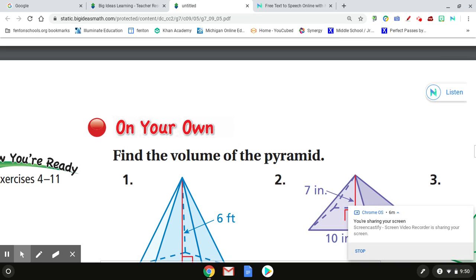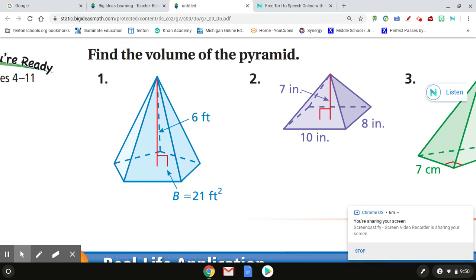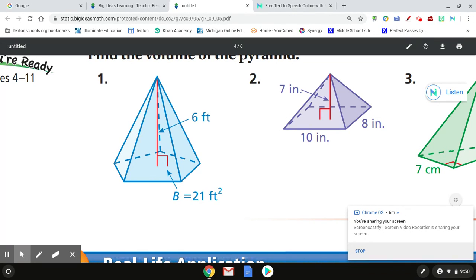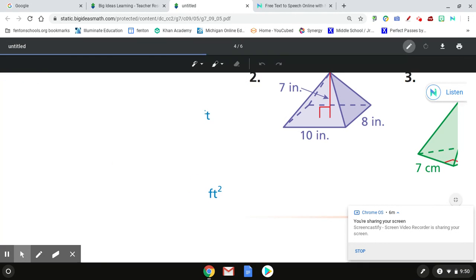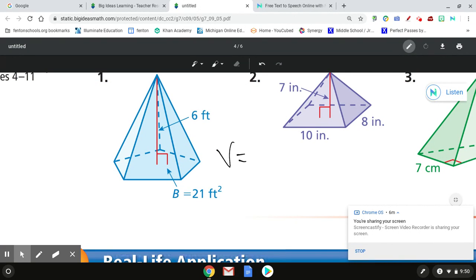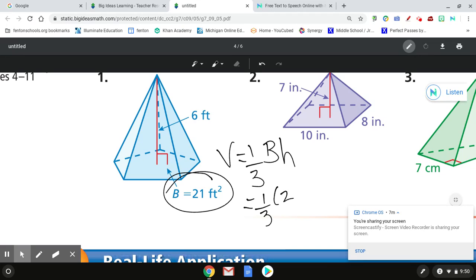And also, I just want to point out that sometimes you are going to be given the area of the base already. So let me just show you this for a moment here. Again, volume equals 1/3 area of the base times the height. In this case, Big B is already given to you. We don't have a way to figure out the area of a pentagon. So you're going to put in 1/3 times 21 times the height of that pyramid, which is 6. And then you're going to do your math, and that is going to be just 42 feet cubed.